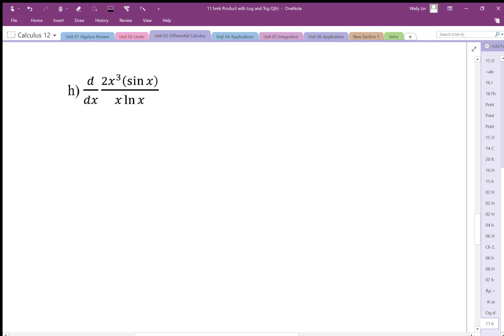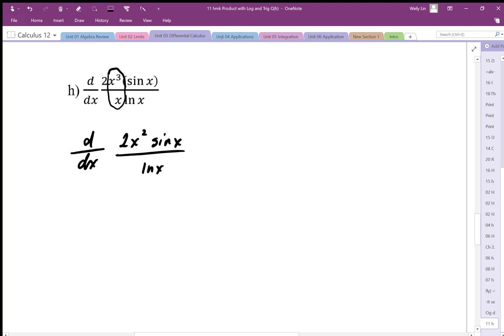So if we take a look at x cubed over x, that can be simplified. So that's the very first thing I'm going to do. I'm going to simplify this to the derivative of 2x squared sine x over log x. Okay, so that's the first thing I'm going to do.